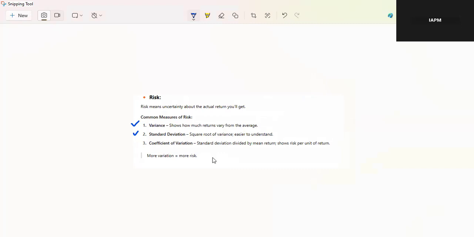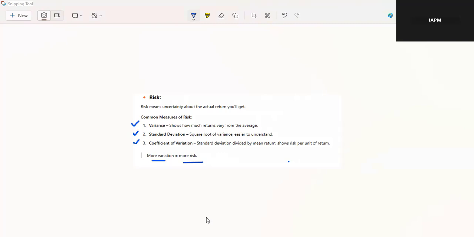We can also measure risk in terms of the coefficient of variation, which is the standard deviation divided by the return. It shows how much risk per unit of return you are having. So the more variation you have, the more risk you are having. Are we together? Yes, sir. The more variation you have, the more risk you're going to have.